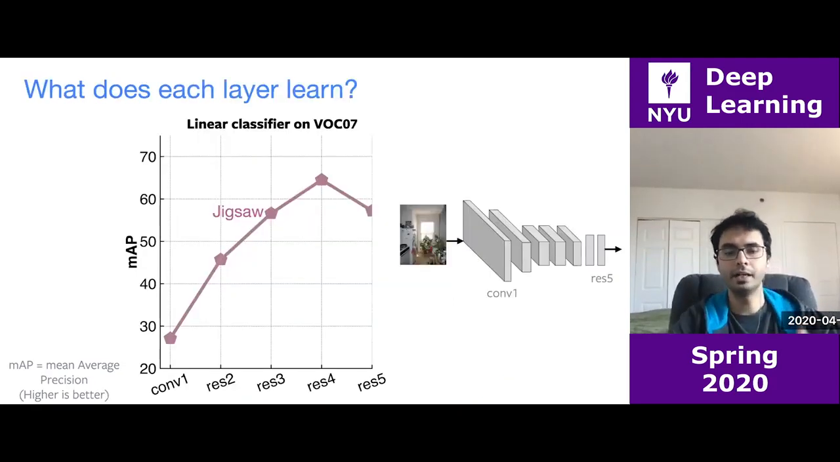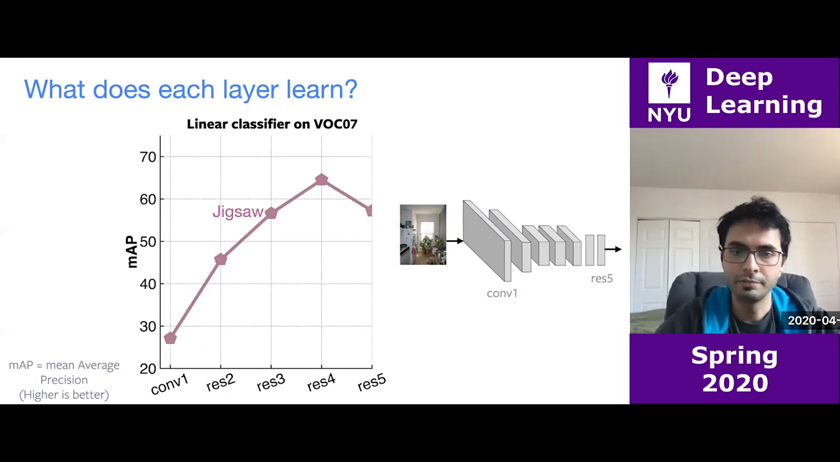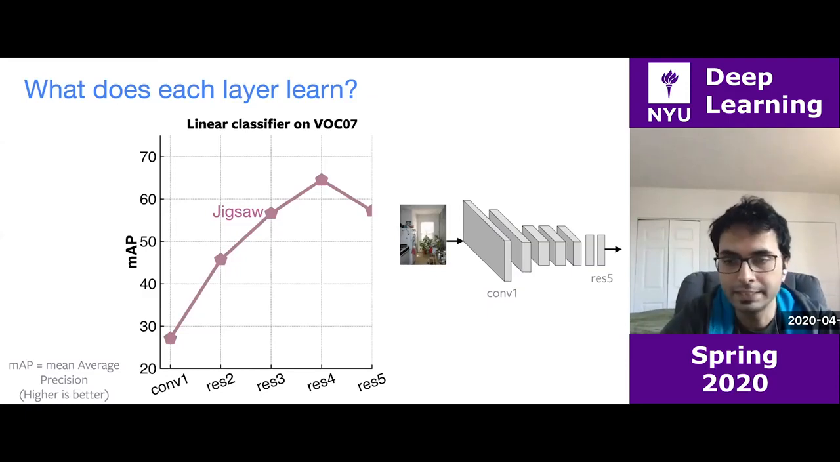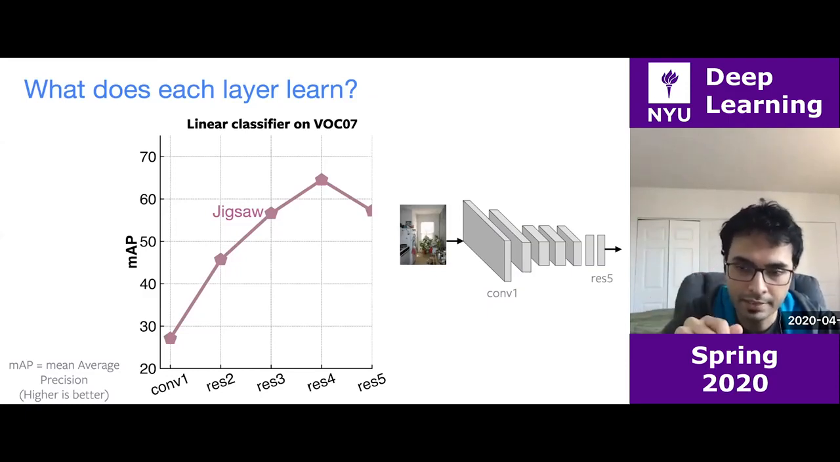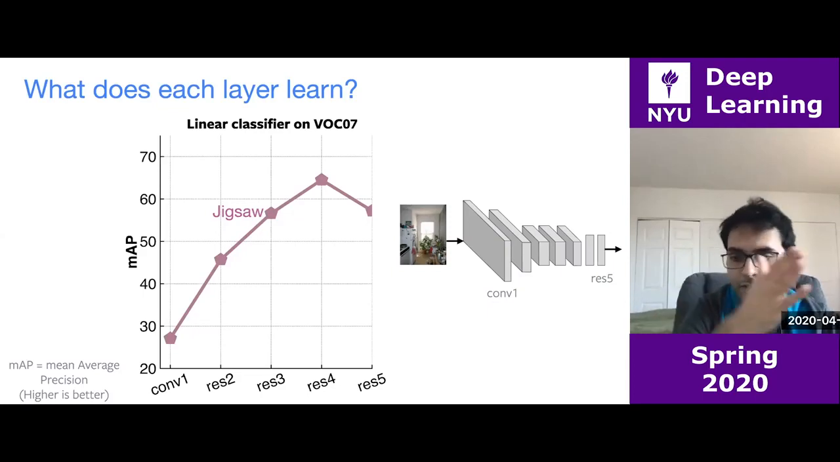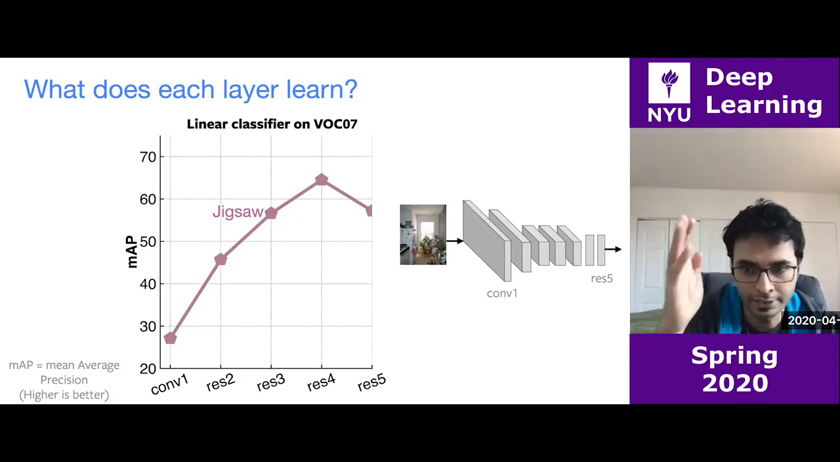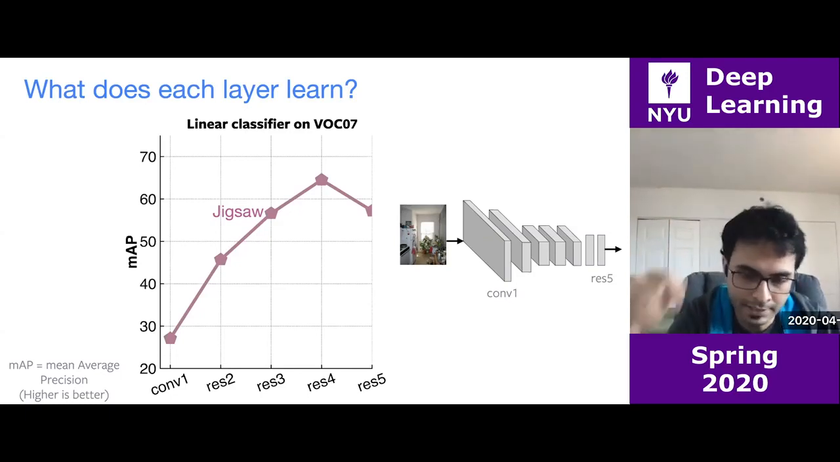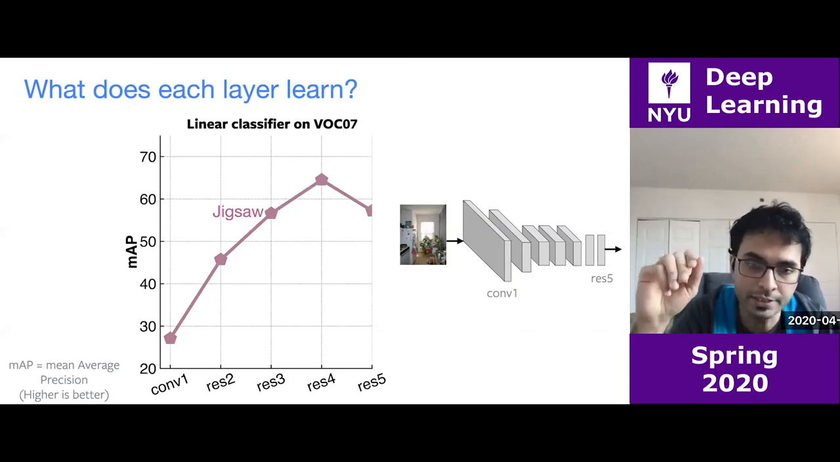The other way we evaluated this method was to look at what it learns at each different layer. We trained linear classifiers on different layer representations in a ResNet 50, from conv 1, which is the layer closest to the input, to the output of the res 2 block, the res 3 block, and the res 5 block. Res 5 is the highest level representation you'll get out from a ResNet 50, and after that representation is where you perform the jigsaw permutation prediction task.